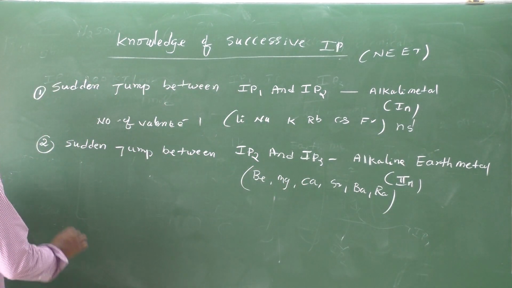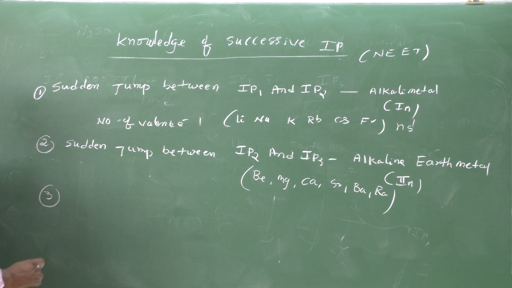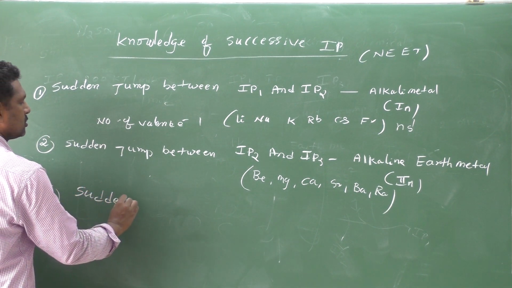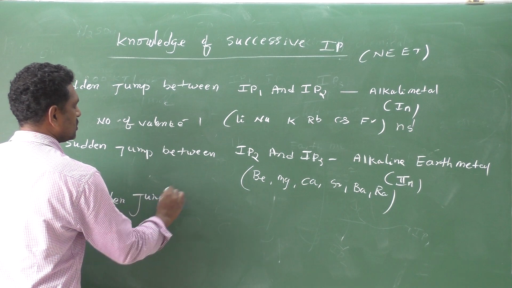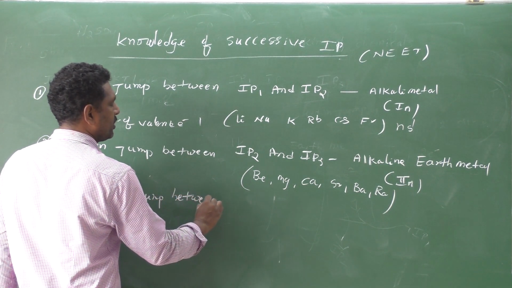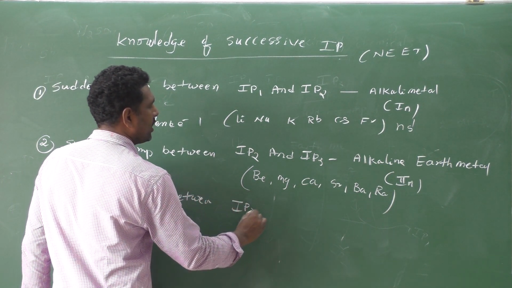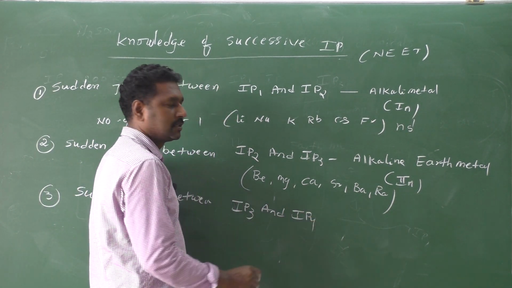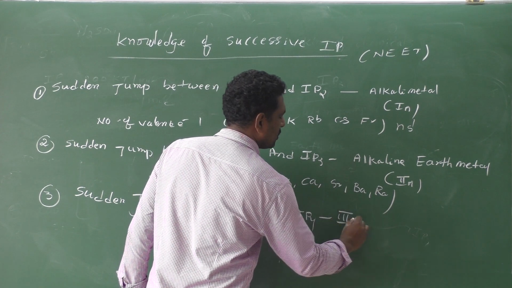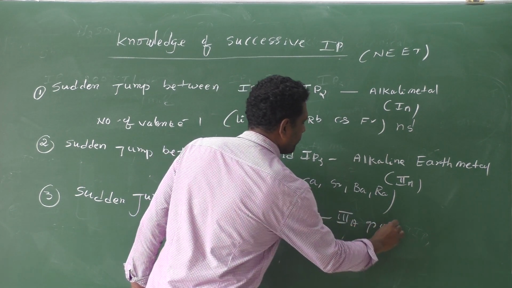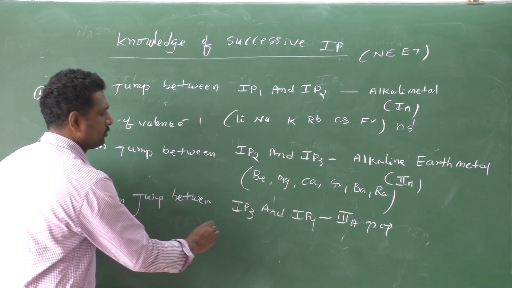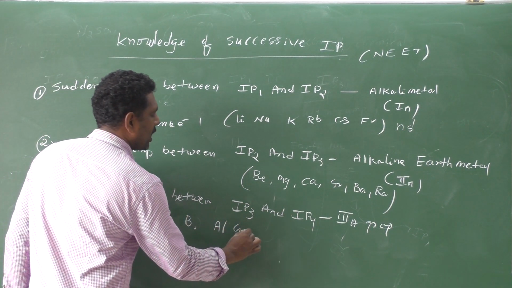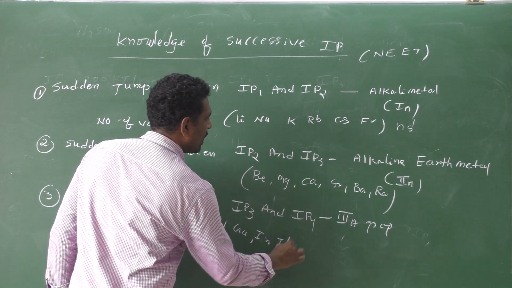After that, third one: sudden jump between IP3 and IP4. That is third A group elements. Third A group are boron, aluminium, gallium, indium.